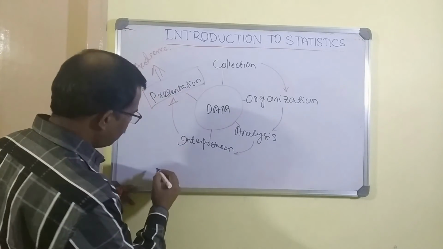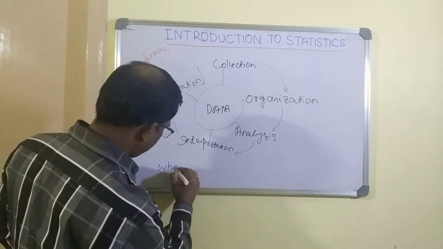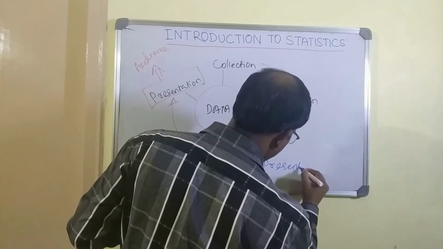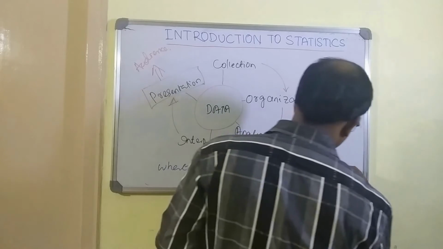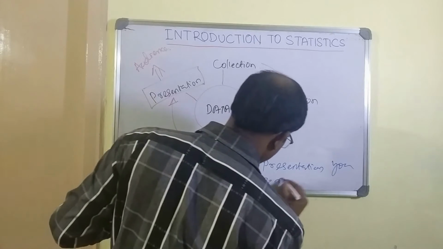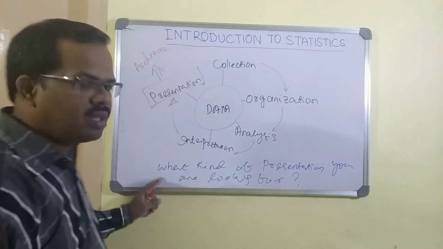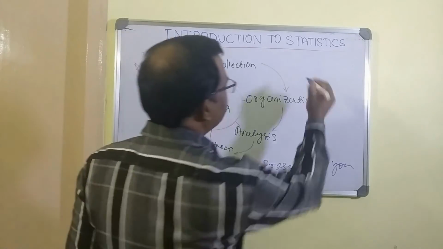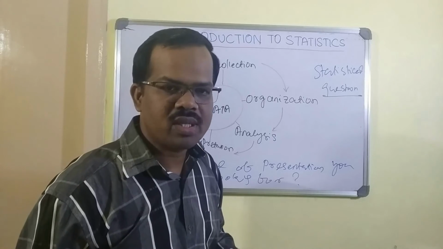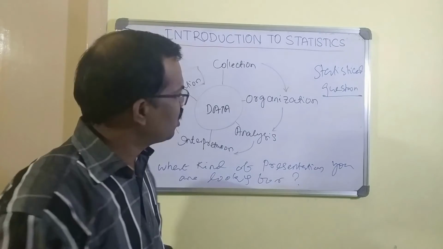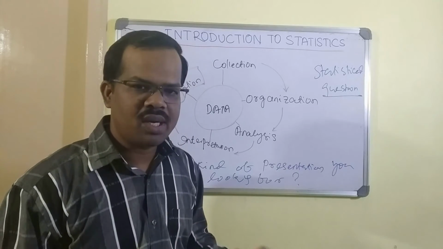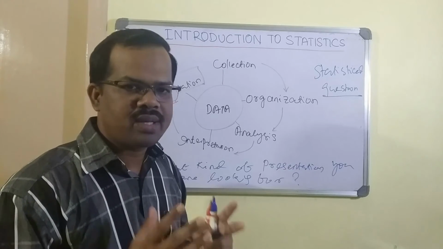So the question comes here. What kind of presentation are you looking for? So this question becomes a statistical question. A new term came here: statistical question. A statistical question is something which can have a variety of answers. What can be the minimum weight of the students in your class? Now that can be a statistical question. You do not know what is the exact minimum weight, right?